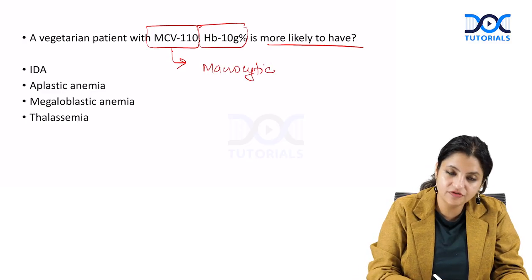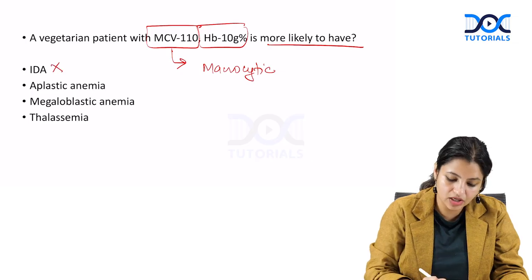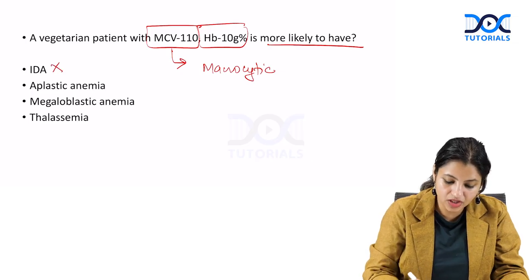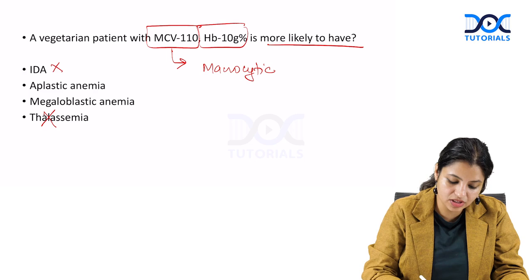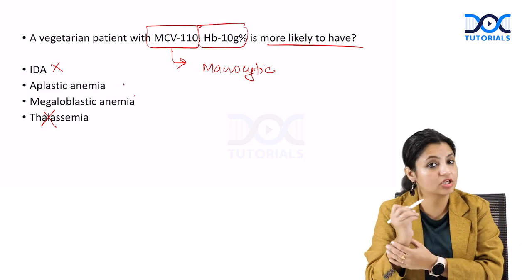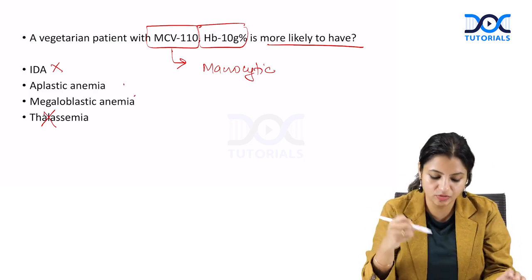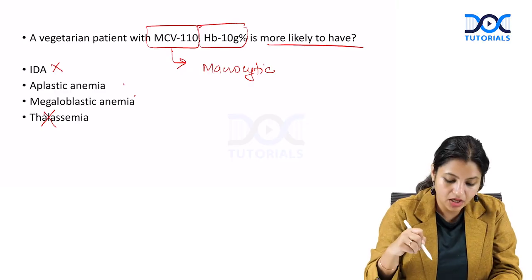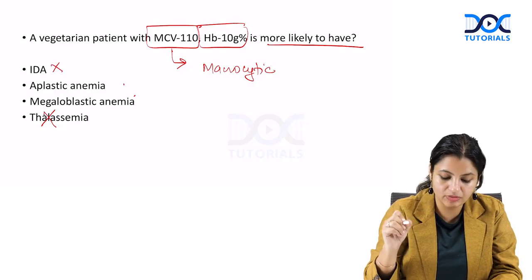Iron deficiency is a microcytic anemia. Again, thalassemia is also a microcytic anemia. So now we are left with two conditions, aplastic anemia and megaloblastic anemia. Both can be macrocytic. Aplastic can also be macrocytic and megaloblastic anemia can also be macrocytic.